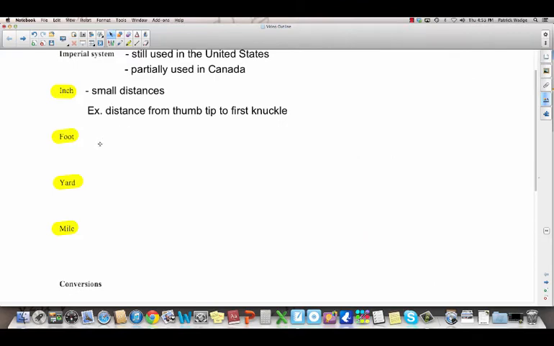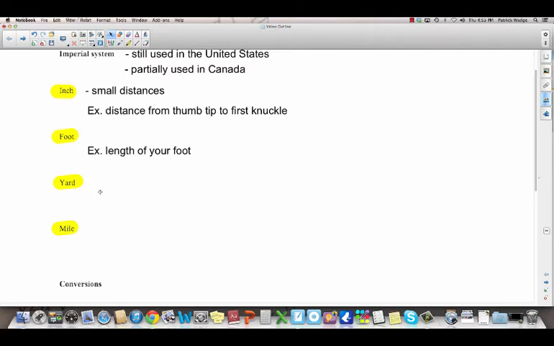A foot? Guess what a good referent is for a foot? Come on, people, take a guess. That's right, a foot, the length of your foot. Now, I know we don't all have the same size foot, but probably like a size 10, 11, somewhere around there. It's probably around a foot, so it'd be close enough to estimate.